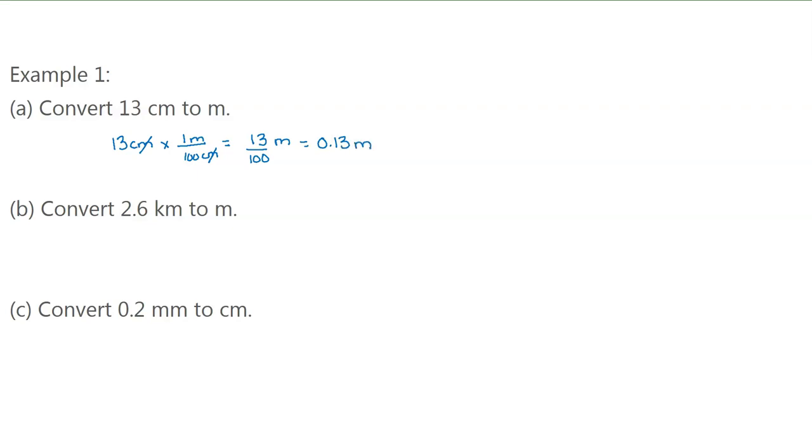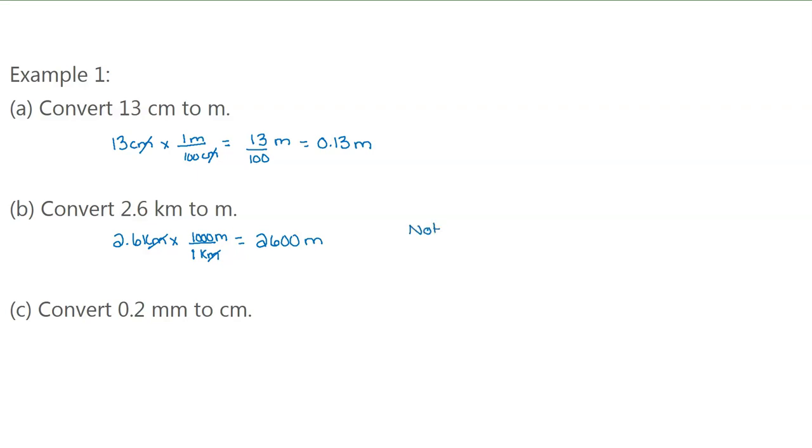Let's do the same thing now for B. I have 2.6 kilometers. So I'm going to multiply by a fraction. We just saw that 1 kilometer is equal to 1,000 meters. So I'm going to put the 1 kilometer on the bottom and the 1,000 meters in the numerator. Again, I want the kilometers to cancel with that. So now what I'm multiplying is 2.6 by 1,000, and that is 2,600 meters.